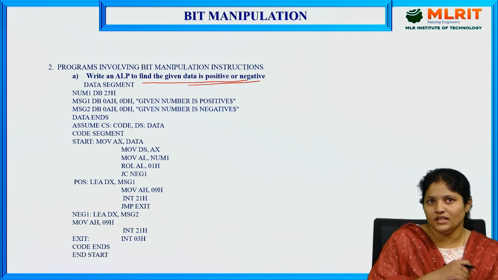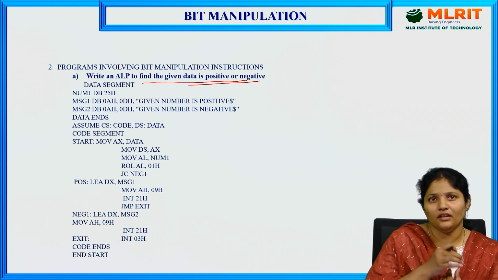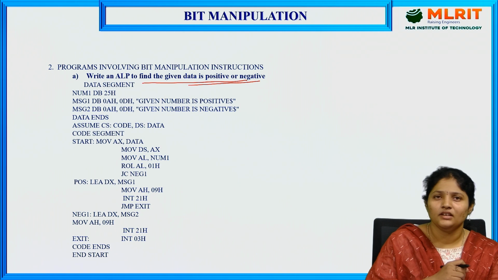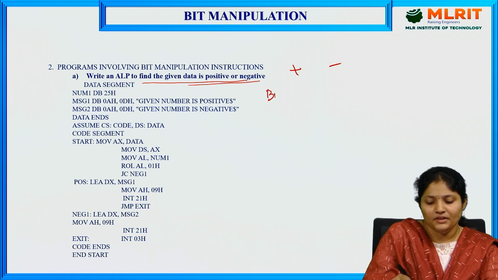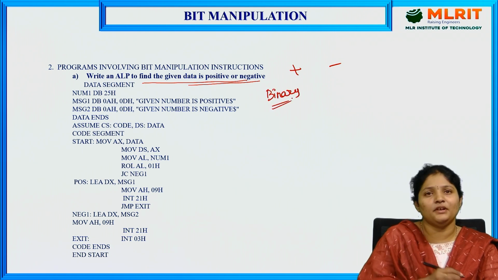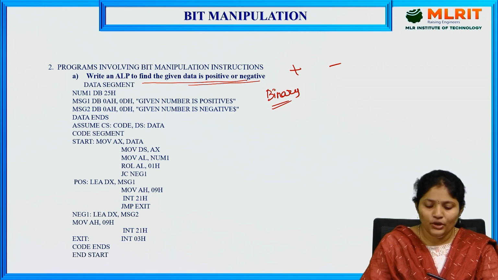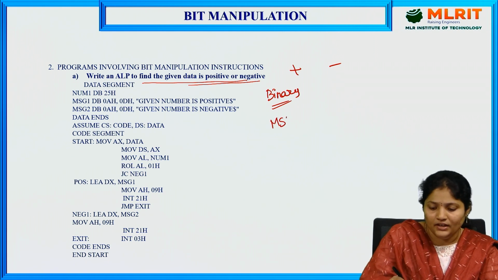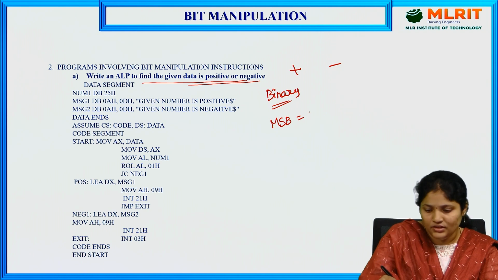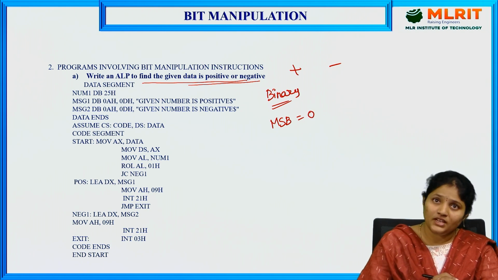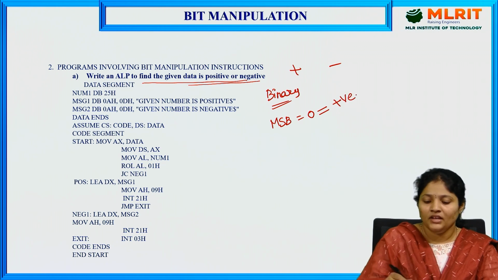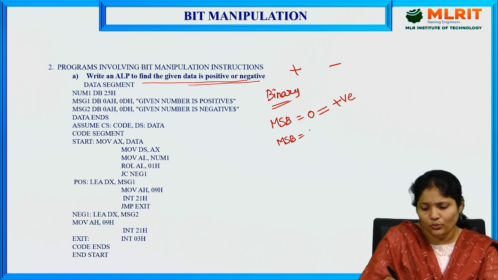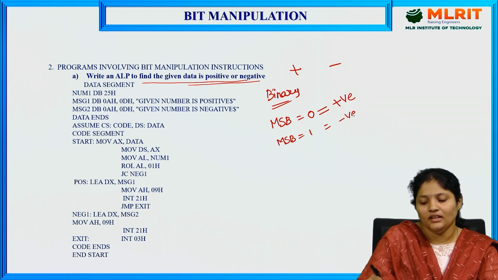If we are dealing with decimal numbers, we can directly say that the plus sign indicates positive numbers and the minus sign indicates negative numbers. Here we are dealing with binary numbers. How can you say that a binary number is positive or negative? In signed operations, if the most significant bit is equal to 0, that is a positive number. If the most significant bit is equal to 1, it is a negative number.